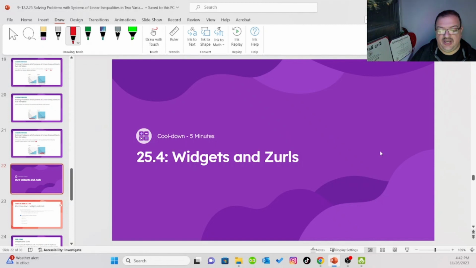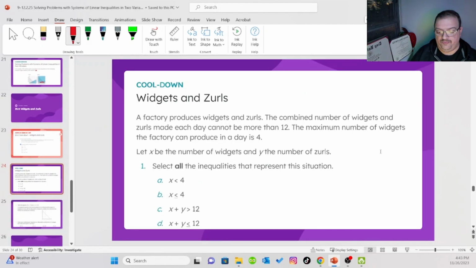Our cooldown today is 25.4, titled Widgets and Zerls. This is available on the Kidam website. A factory produces widgets and zerls. The combined number of widgets and zerls made each day cannot be more than 12. The maximum number of widgets that the factory can produce in a day is 4. Let X be the number of widgets and Y the number of zerls. Select all the inequalities that represent this situation.